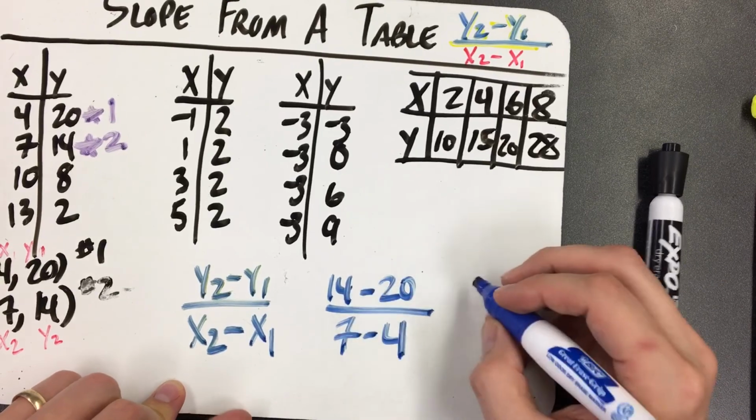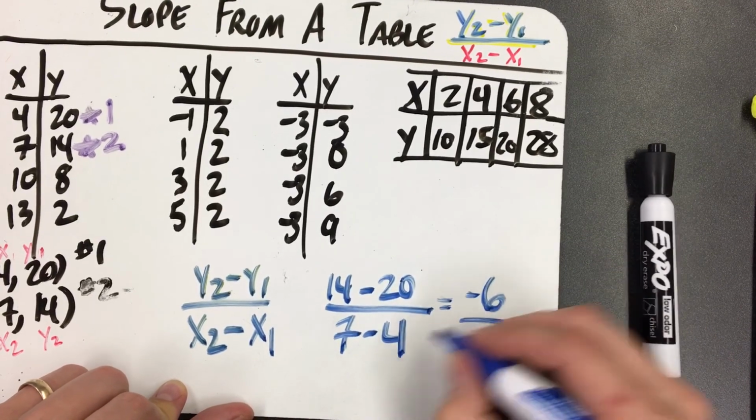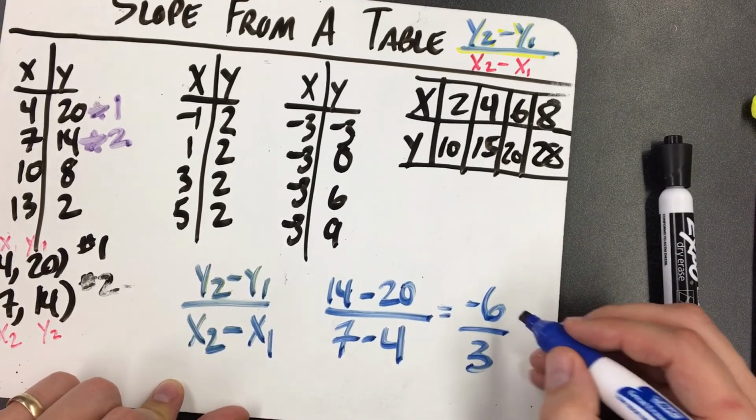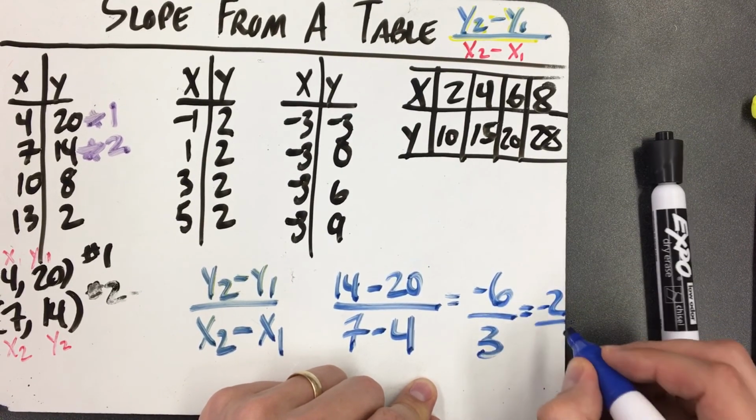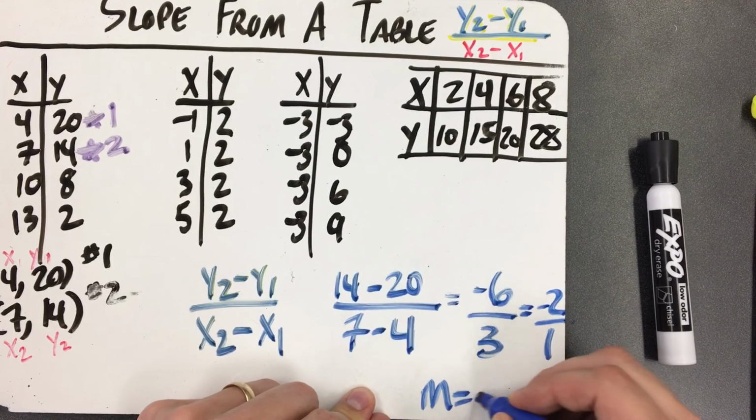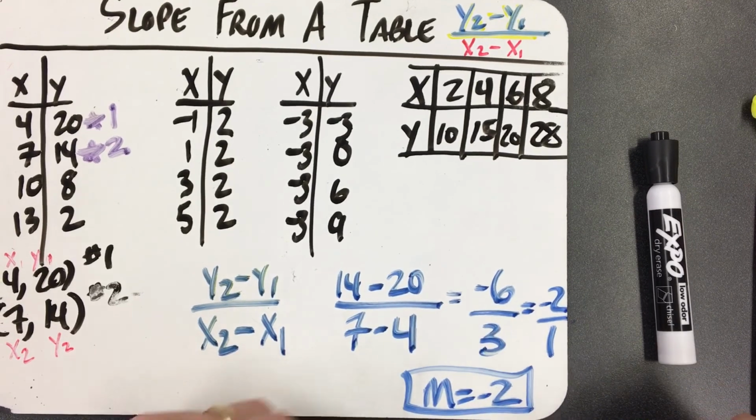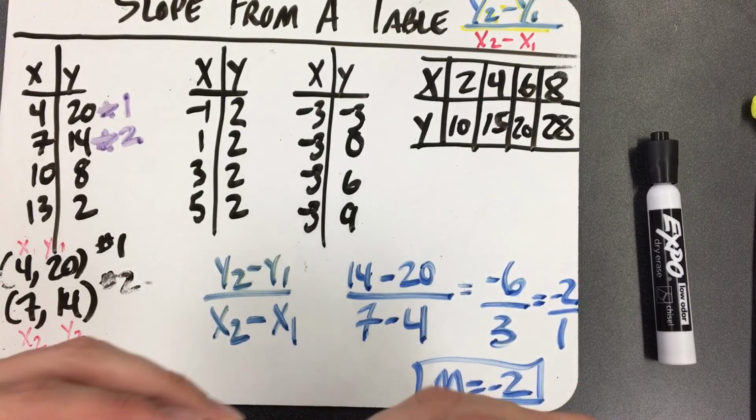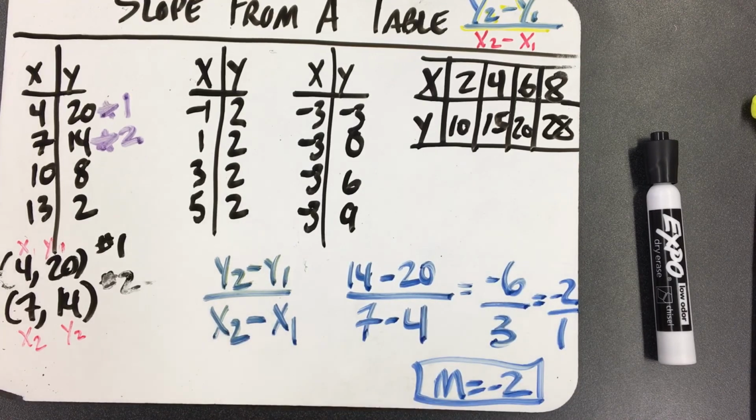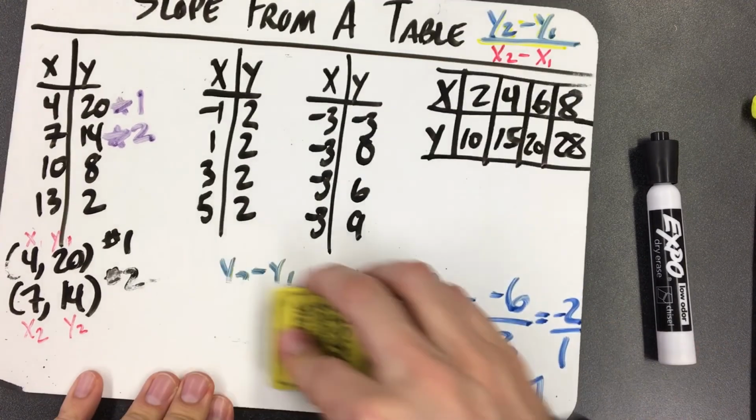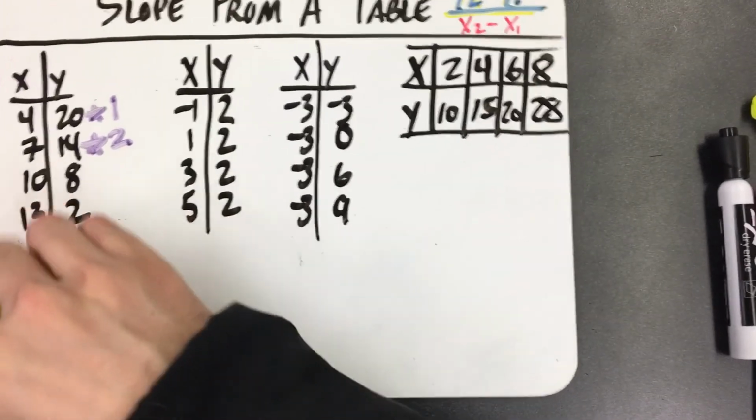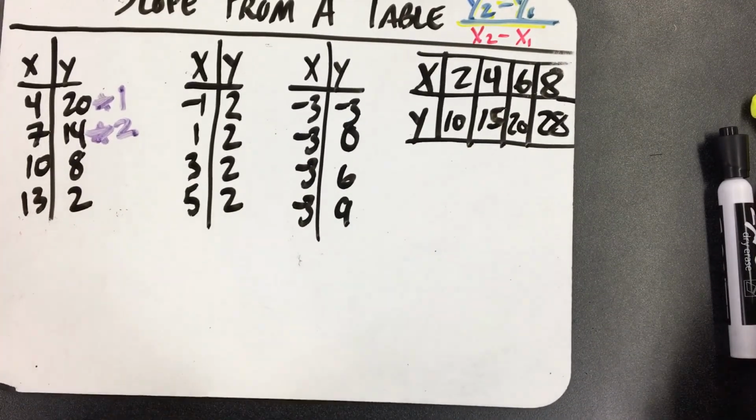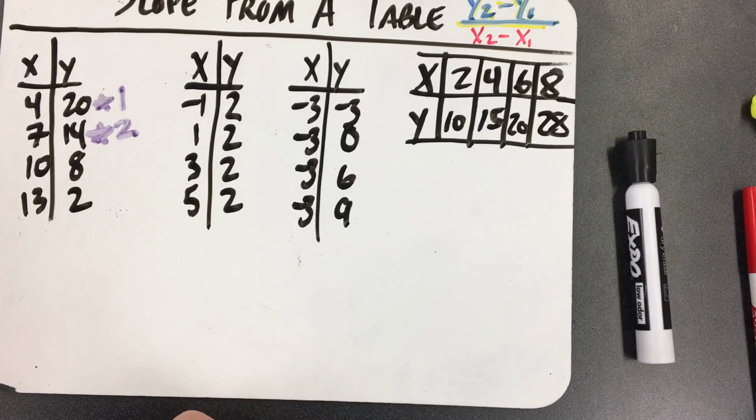And then you just work this out. 14 minus 20 is negative 6. 7 minus 4 is 3. Should I reduce that? Yes, you should. The slope of this is negative 2 over 1, which obviously you don't need. You could just say negative 2. Okay, so that's how you'll do these whenever they give you a table instead of giving you a graph. The graph is nice whenever they give you one, but they don't usually give you a graph. And we should have had the same answer if we had picked a different point on there as well.